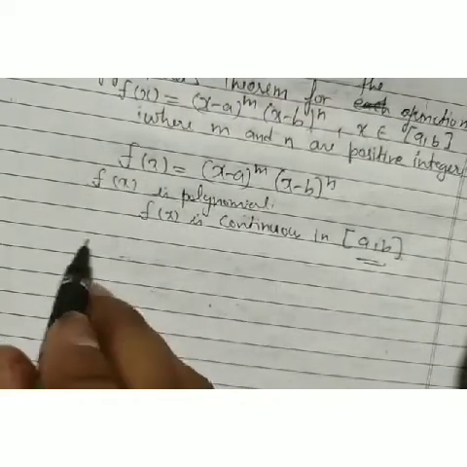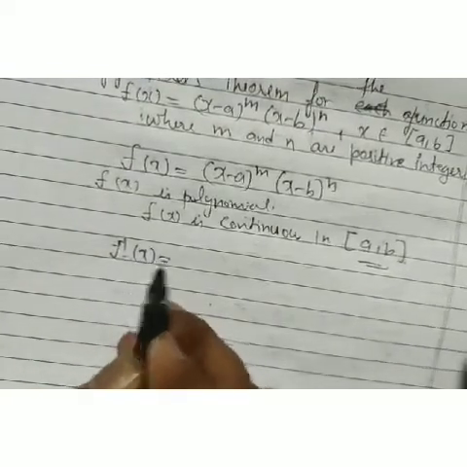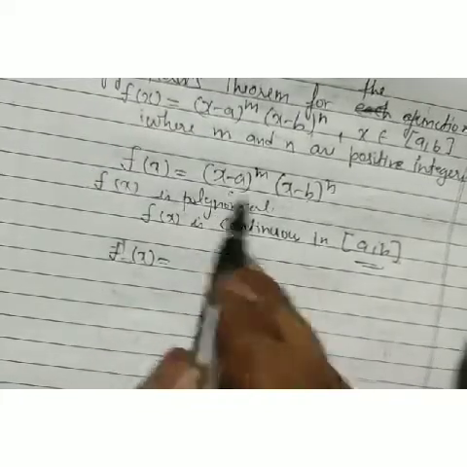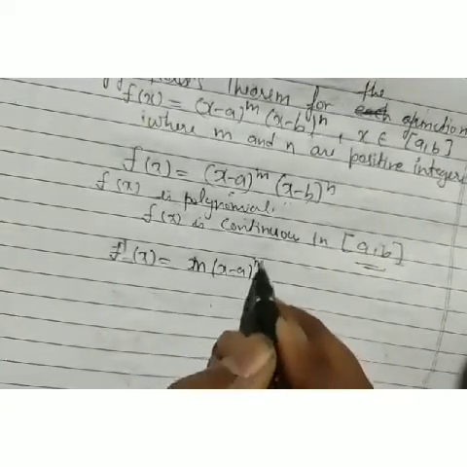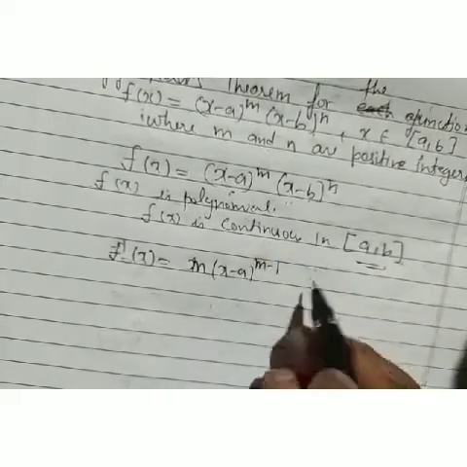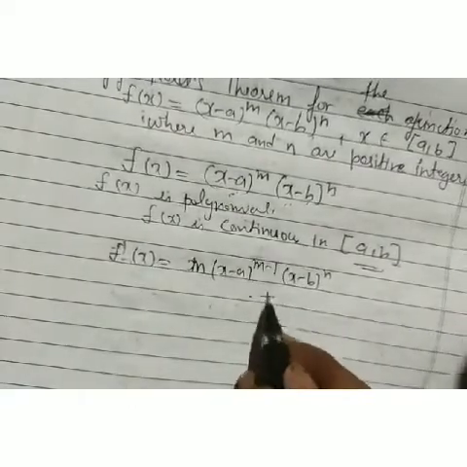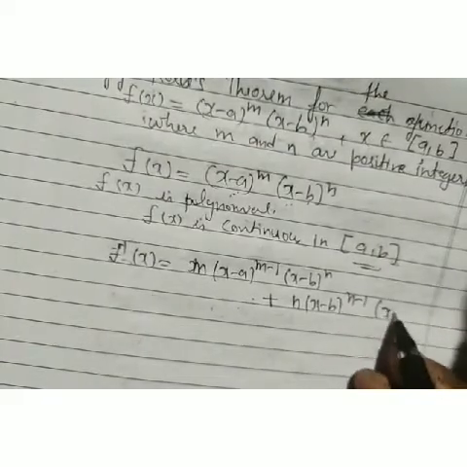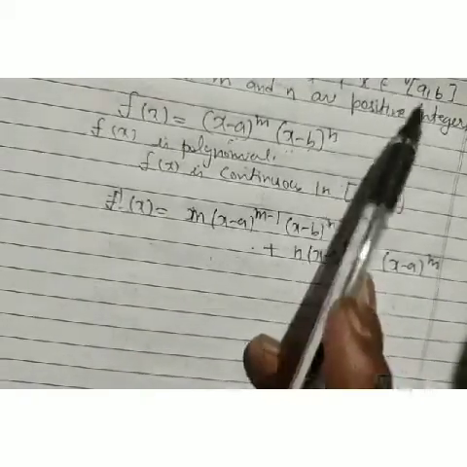Continuity is there. Now we have to check its differentiability. What do we have? F dash x. Our f dash is given by using the product of functions. Then we have m (x minus a) to power m minus 1 into (x minus b) to power n as usual. Then we interchange with plus sign. We have n (x minus b) to power n minus 1, and we have (x minus a) to power m. What we see here? It's also differentiable in the open interval (a, b).